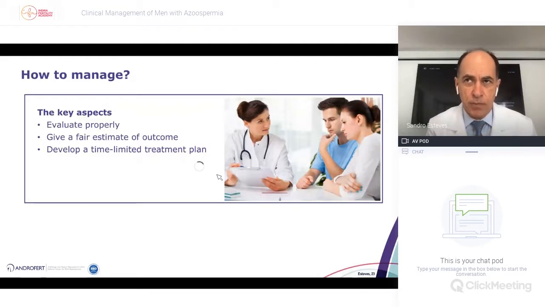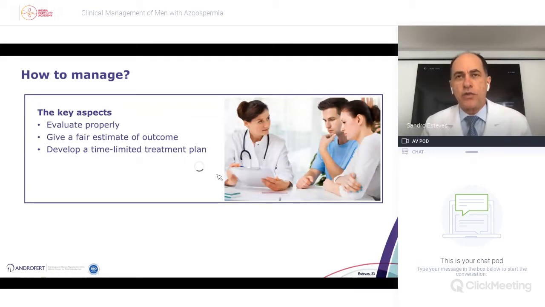So the patient has spermatogonia, spermatocytes, spermatids, and even sperm, but in reduced, let's say, quantities. In this case, the chance of finding sperm is quite high, as you can see.